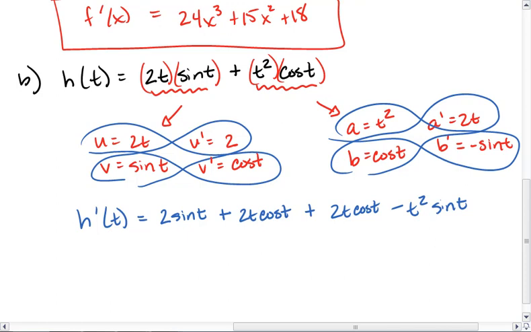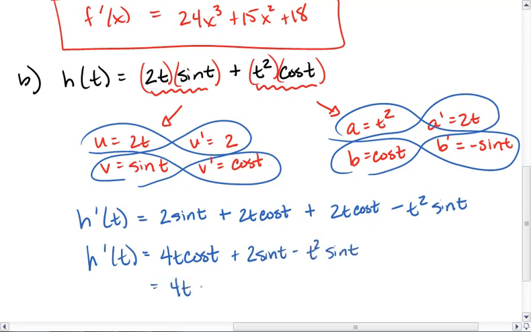We're not quite done yet. We do want to simplify. So let's group our cosines together and our sines together, giving us 4t cosine t plus 2 sine t minus t squared sine t. We can factor out the sine t, giving us 2 minus t squared sine t.